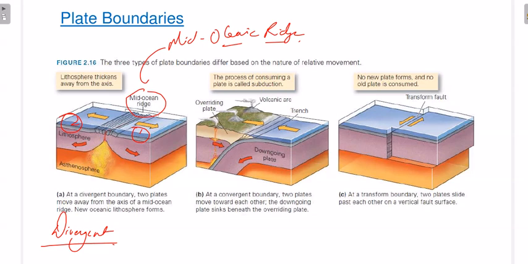Similarly there is also another boundary in which two plates are moving towards each other. Okay, this is known as convergent boundary. Convergent boundary. Okay, now depending upon the nature of the plate, there can be subduction zone or there can be the collisional orogeny. Okay, collisional orogeny, yani ki mountain building.